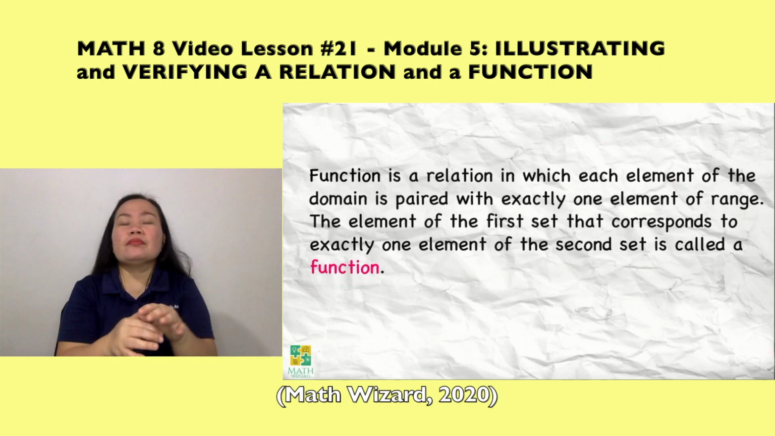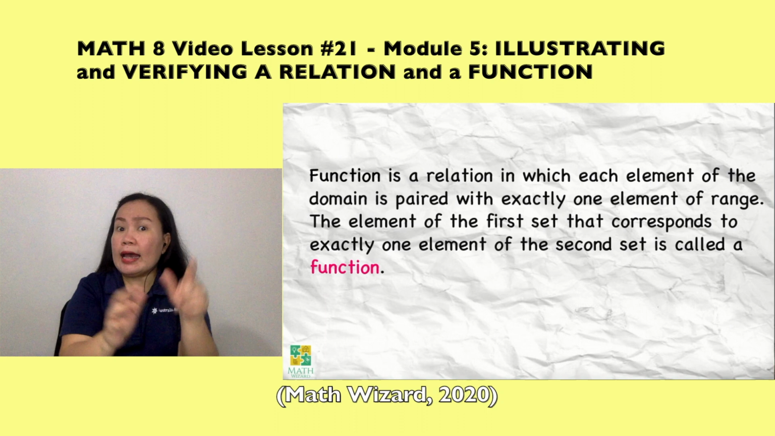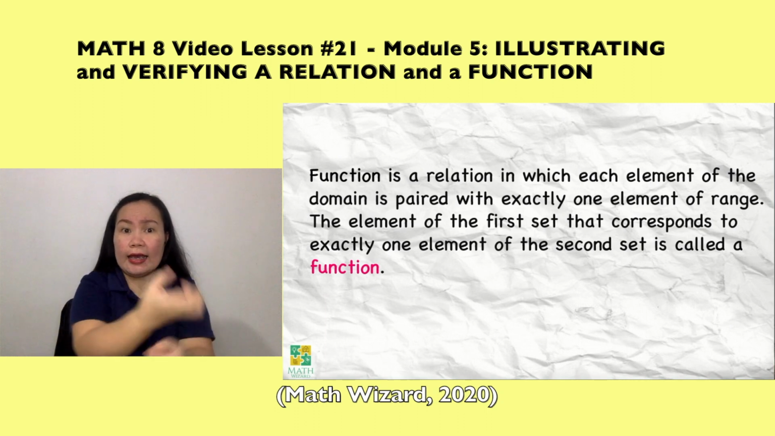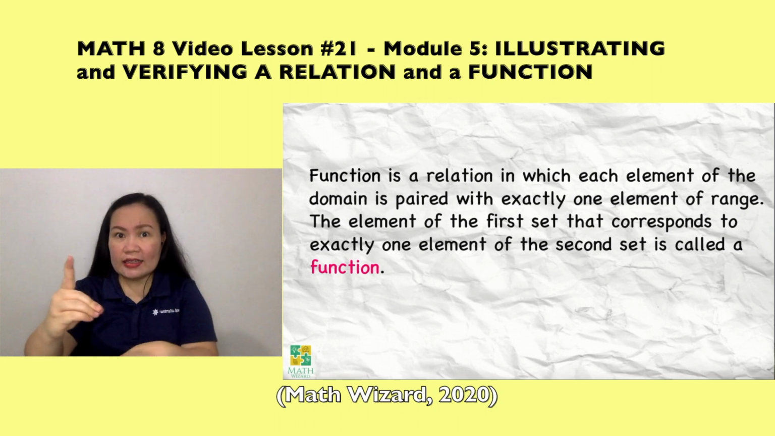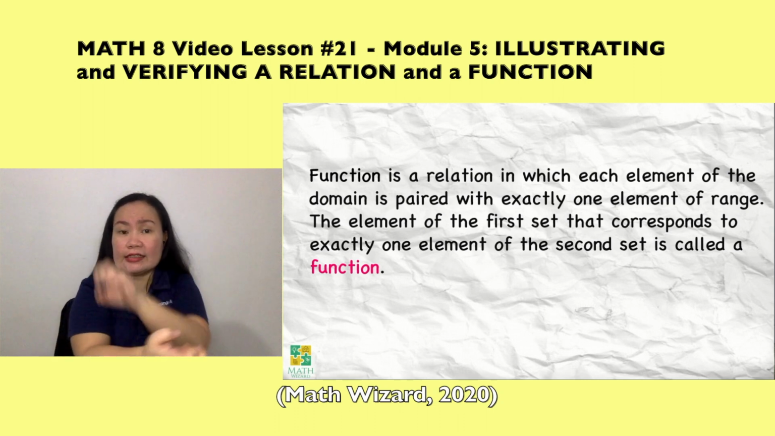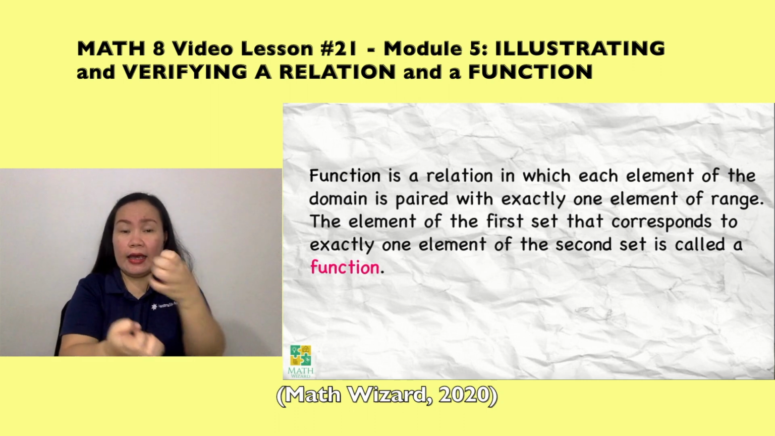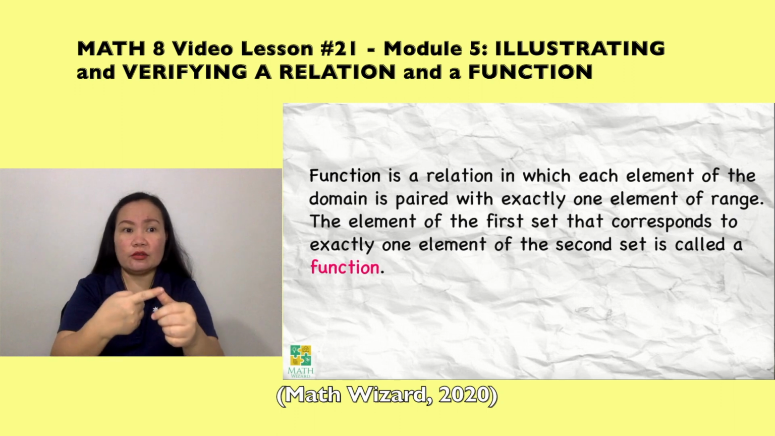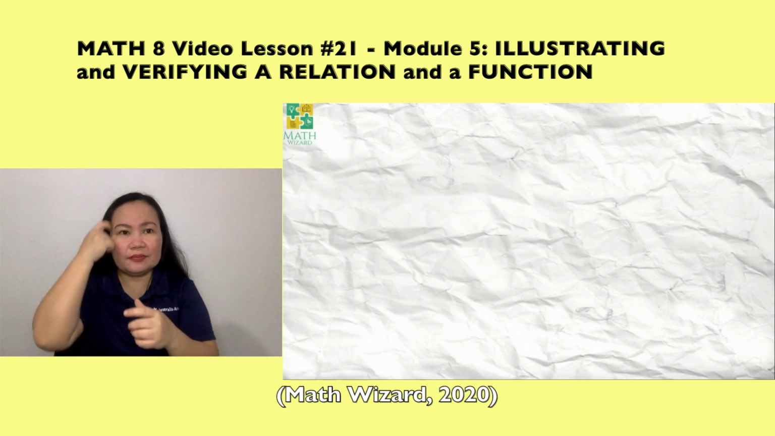Now, let's define what is a function. So, a function is a relation in which element of the domain is paired with exactly one element of range. The element of the first set that corresponds to exactly one element of the second set is what we call a function. Now, let's go deeper.